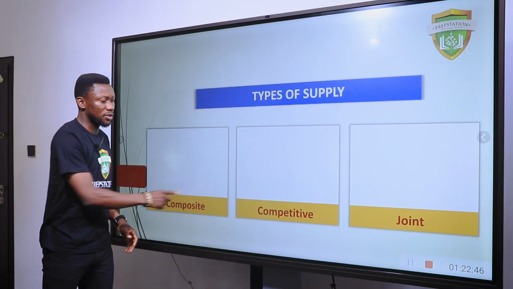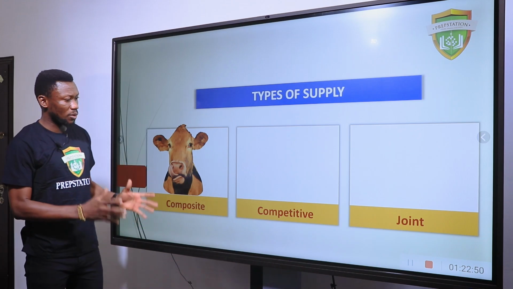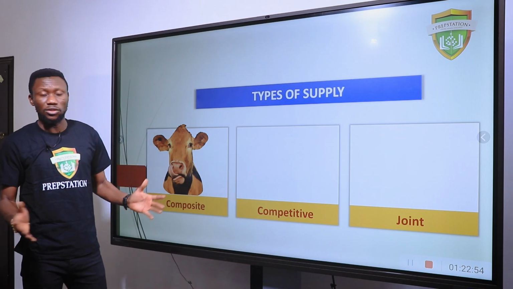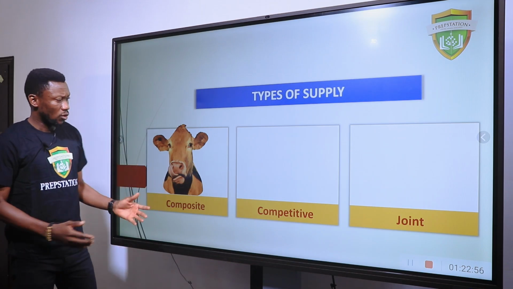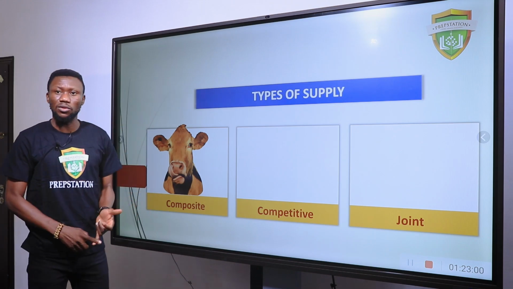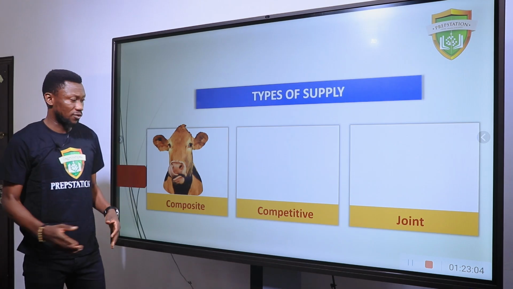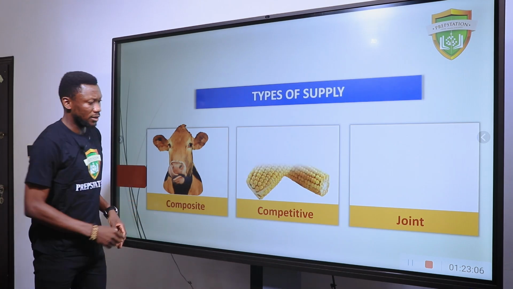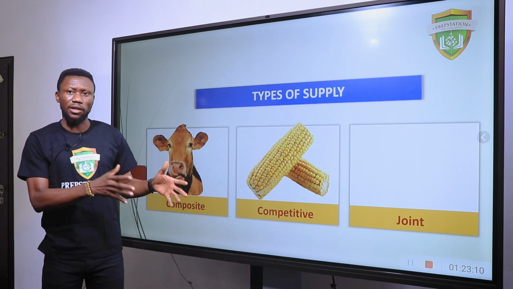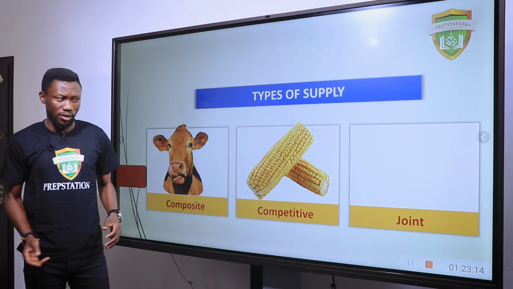So let's talk about the types of supply. We have composite supply, which is the first one. Composite supply is talking about just one supply that does many things. It does a whole lot of things. An example is this cow. From this cow, you can supply milk, you can supply the meat, and supply a lot of things. Another one is competitive supply, which is talking about having alternatives for this supply. In producing this, you can also produce other things as well.